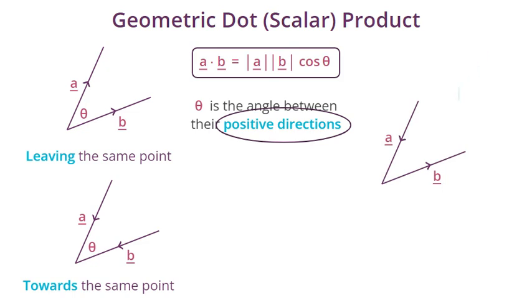In this case, you cannot use the acute angle between them. You have to extend one of the vectors so that they both leave from the same point. The theta you use in the formula is the obtuse angle, 180 degrees minus x.